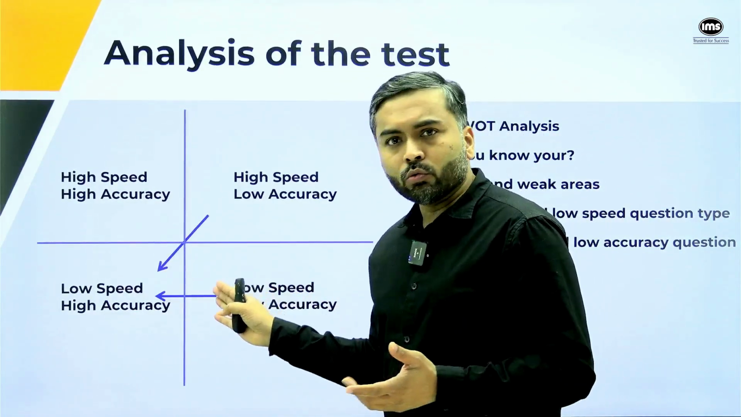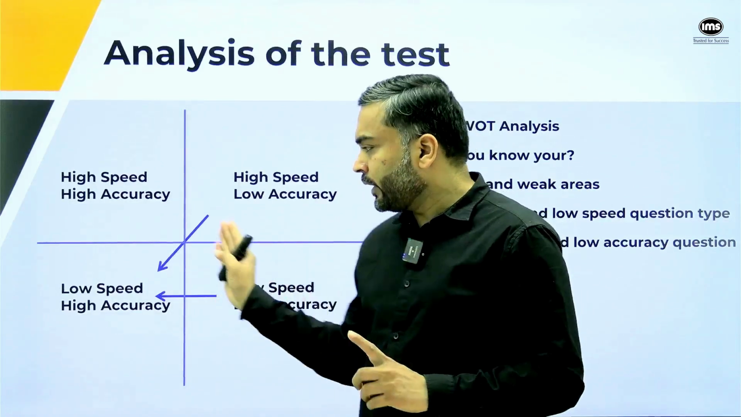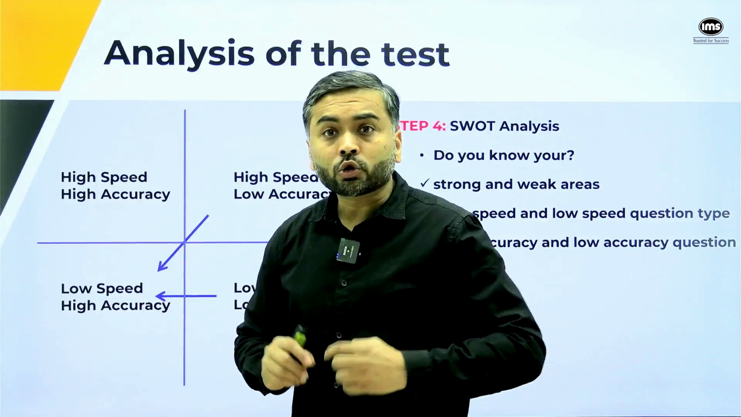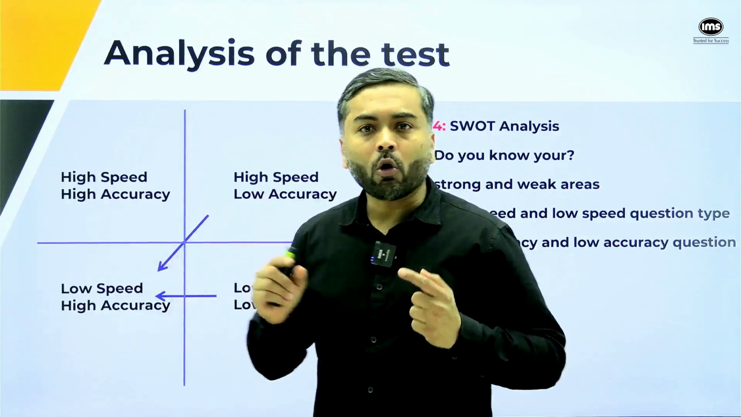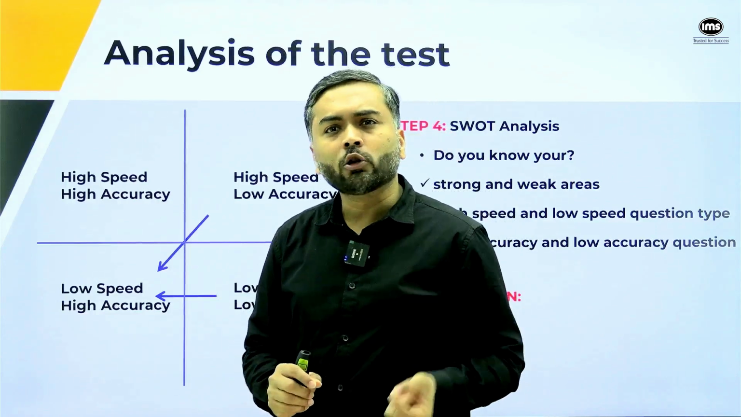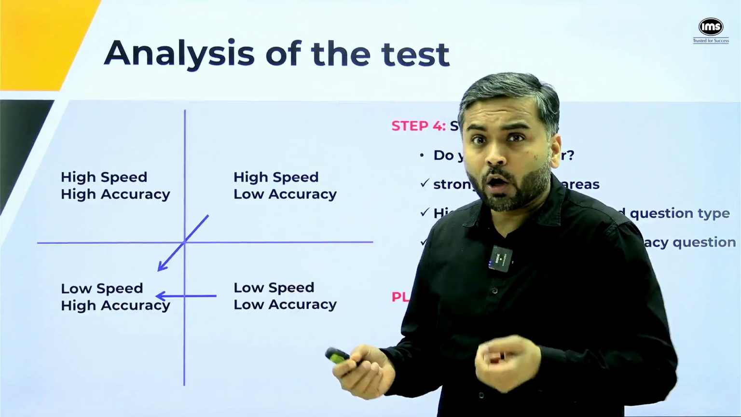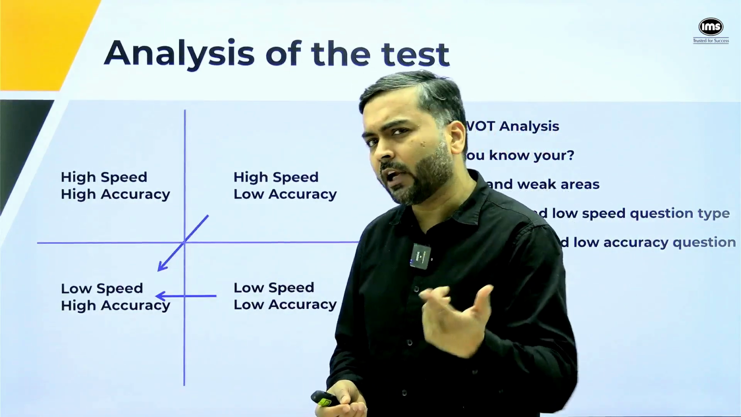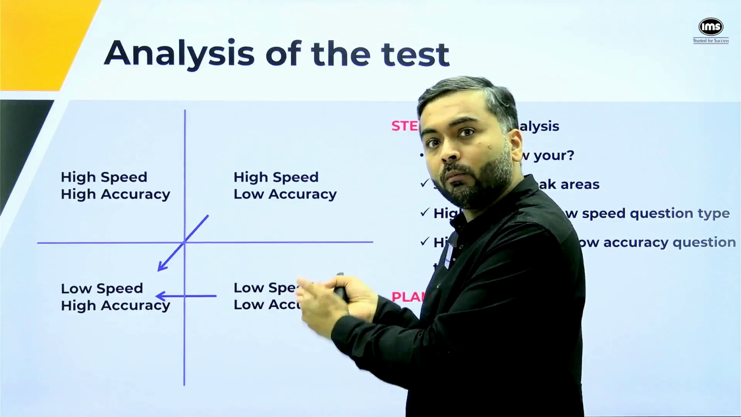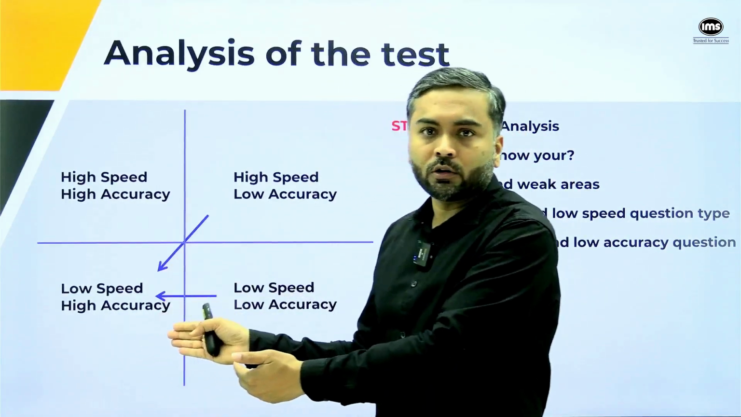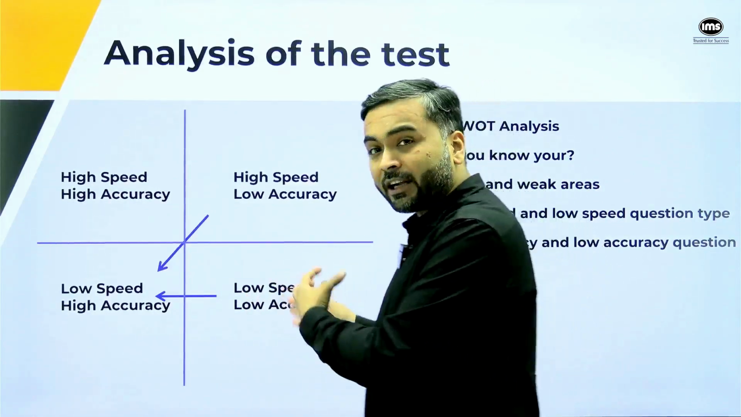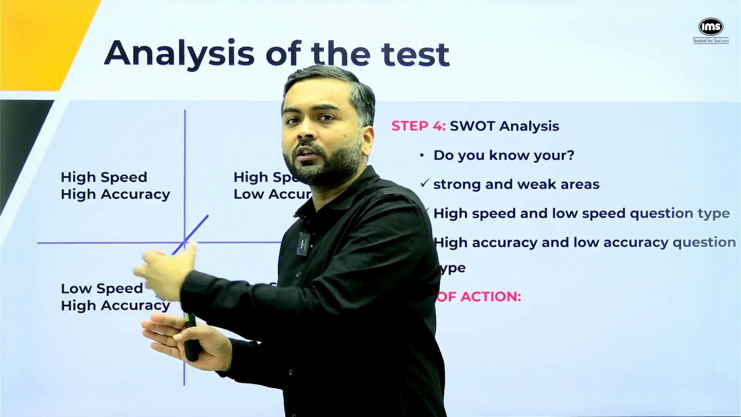The only way to move from low speed low accuracy to low speed high accuracy is to solve more and more questions of that type. Maybe daily 5-10 questions of trigonometry, or from a topic that you are not very comfortable with, 5 questions of that topic for the next 1 month. I am sure from low speed low accuracy you will move to low speed high accuracy. Right now, if you are getting 5 correct out of 10, maybe if you practice enough, that 5 will reach 6 or 7 correct.